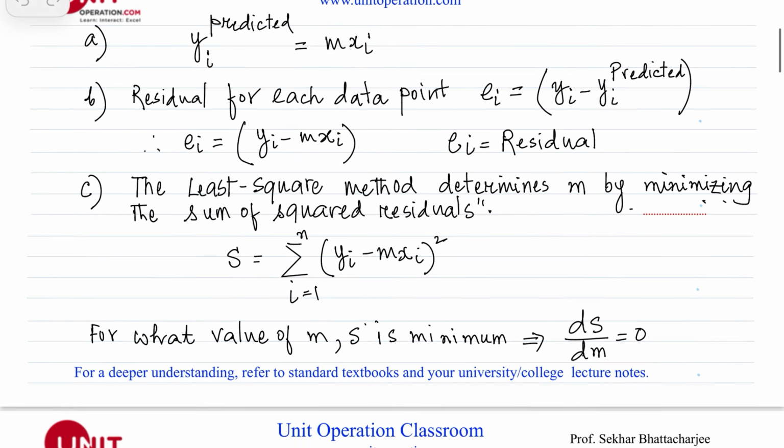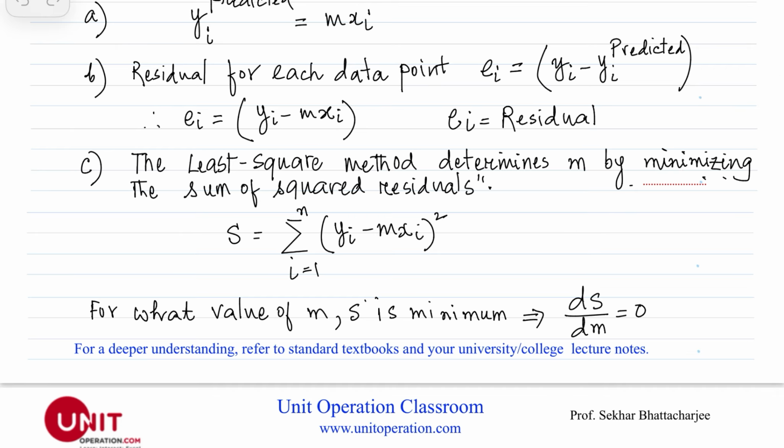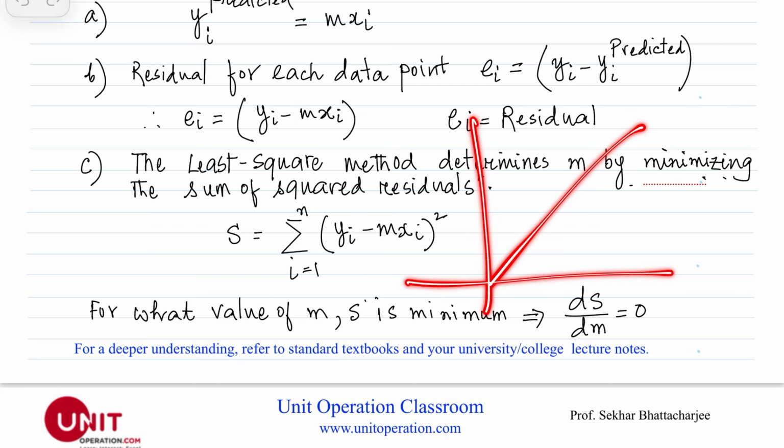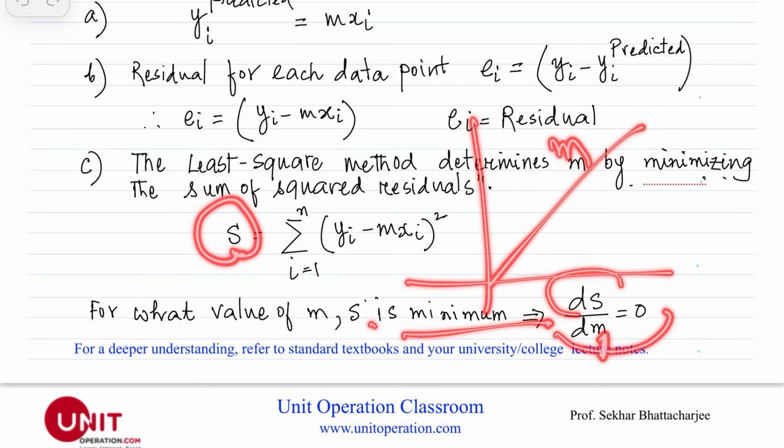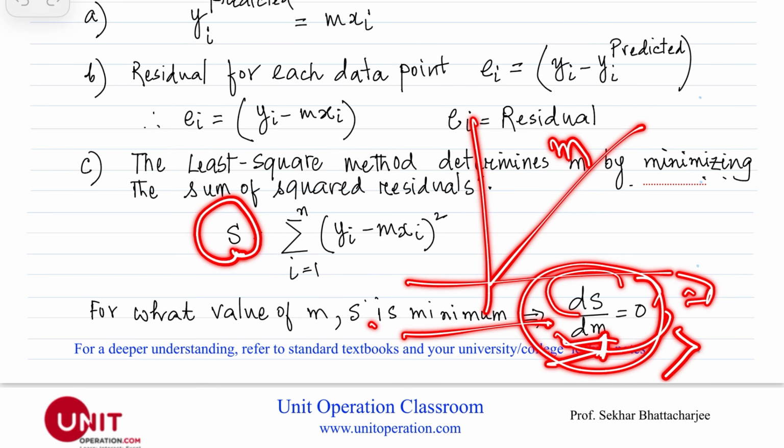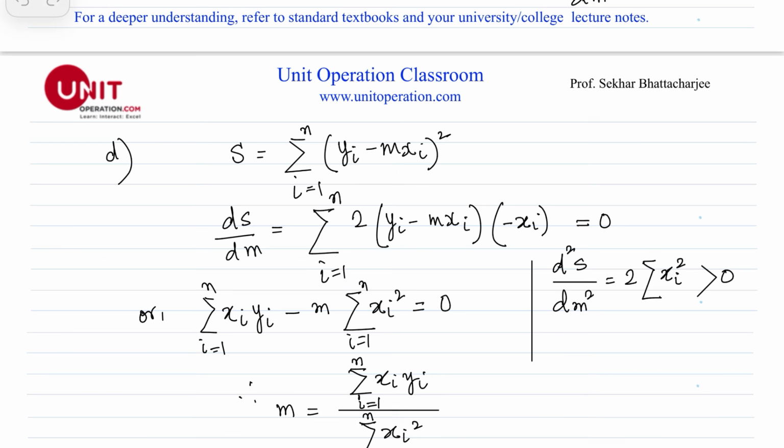Okay. So what is the value of m? What will be the value of m for which this sum of the squares of the errors is minimum? So dS over dm, what is the value of m? dS over dm is equal to 0. Of course, the second derivative has to be greater than 0 to make it a minimum. So this is the equation. If we take the first derivative, that will of course be 2.